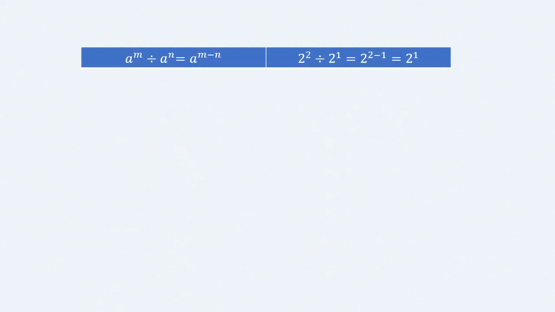Now the next rule, a to the power m divided by a to the power n, this is equal to a to the power m minus n. So for instance, 2 to the power 2 divided by 2 to the power 1 equals 2 to the power 2 minus 1, which is equal to 2 to the power 1.